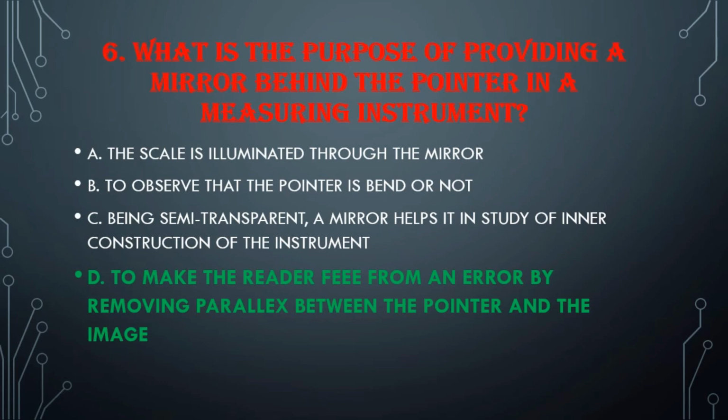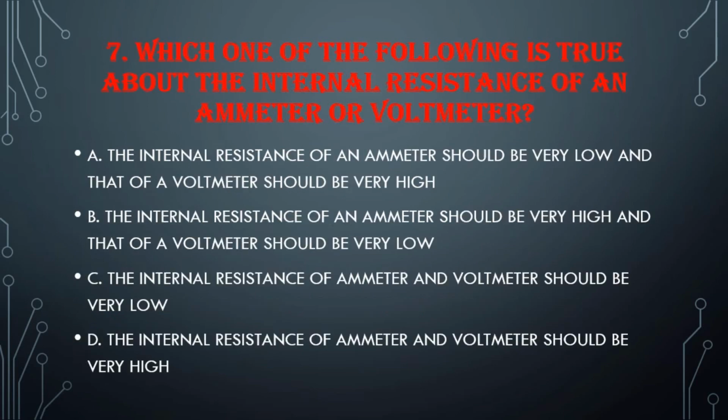The correct answer for this question, my friends, is D. To make the reader free from an error by removing parallax between the pointer and the image. The next question for you all, my friends, is that which one of the following is true about the internal resistance of an ammeter or voltmeter?